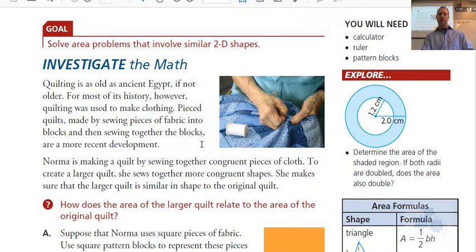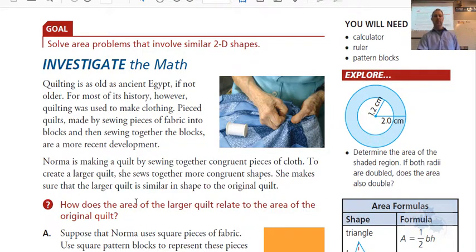Norma's making a quilt by sewing together congruent. Now, you know what congruent means? Congruent means identical, the same measurements, okay? Same size. Congruent pieces of cloth. To create a larger quilt, she sews together more congruent shapes. She makes sure that the large quilt is similar in shape to the original quilt.